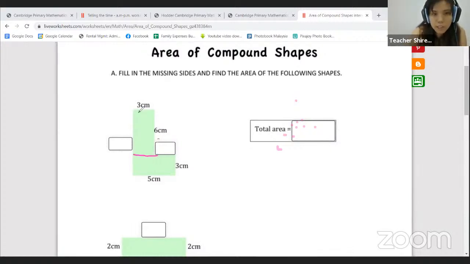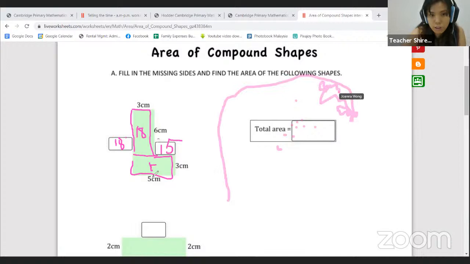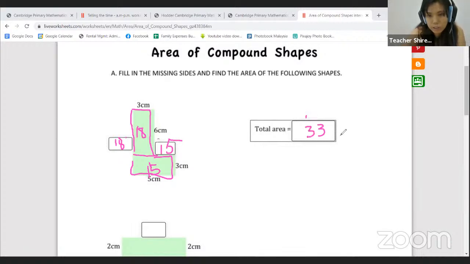Okay, so here, you know, it's 3 by 6, you know it's 18. So inside here, it's 18. While here, it's 3 by 5. So that's 15. So all in all, the total area is 18 plus 15, 33. Square centimeter.